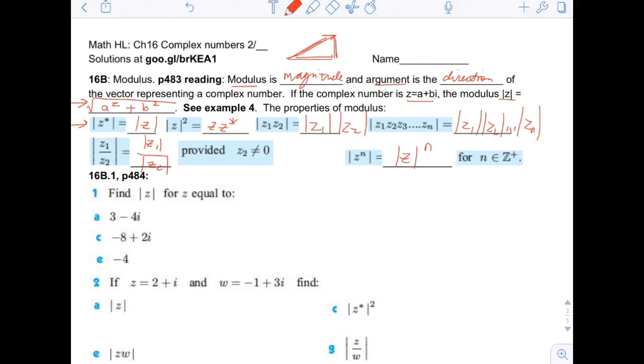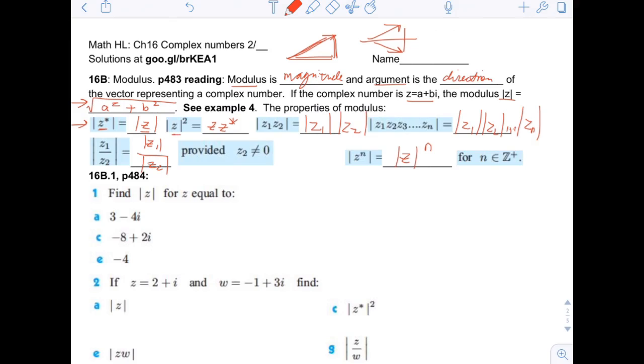If you want to find the modulus of z conjugate, it's actually the same as the modulus of z, because remember, if the vector points above the x-axis, the conjugate reflects below, so they both have the same length, which is basically what the modulus is, right?